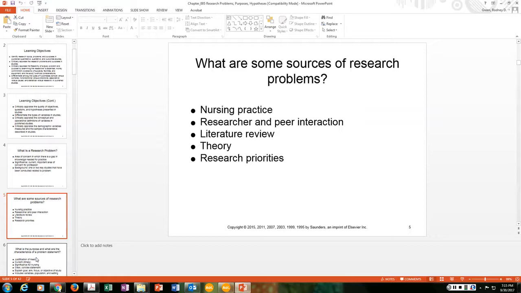So where do these priorities come from? Well, the NIH has published priorities, as well as the American Association of Critical Care Nurses, Oncology Nursing Society, other professional organizations, the Agency for Healthcare Research and Quality, the World Health Organization has published research priorities, and Healthy People 2020.